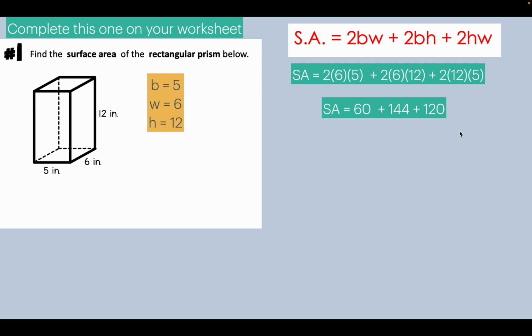And again, we're talking about area. And since we're talking about area, I know my units are squared. So it would be inches squared. Go ahead and pause the video. Write this on your worksheet.